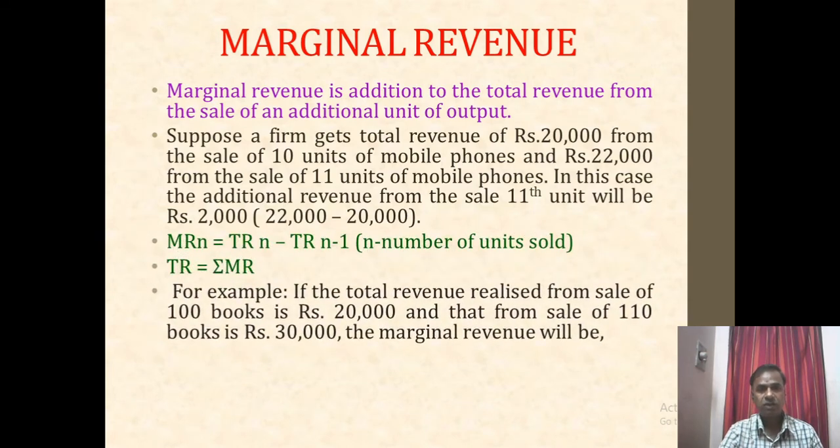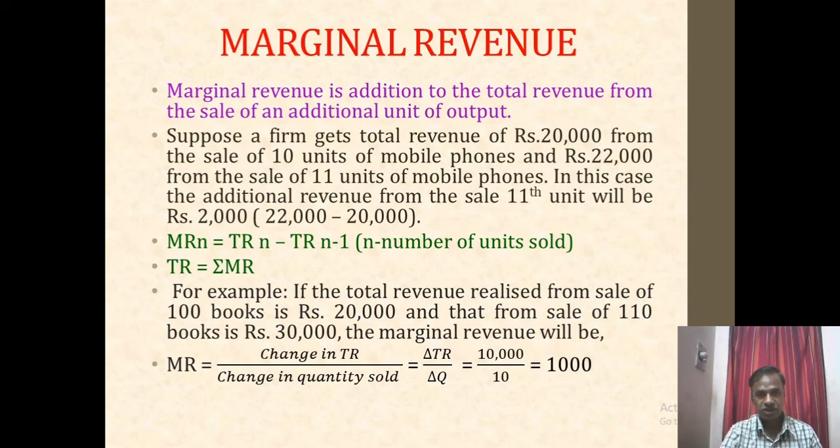So now, another example. The total revenue by selling 100 books is 20,000. By selling 110 books is rupees 30,000. What is the marginal revenue? See, marginal revenue is calculated for one unit of a commodity. By selling one more unit, the addition to the total revenue by the sale of one more unit of the commodity is known as marginal revenue. Here, 100 books 20,000, 110 books 30,000. So we have to find out the addition to the total revenue by selling one unit of book. So that will be the marginal revenue. Let us see. So this is the formula.